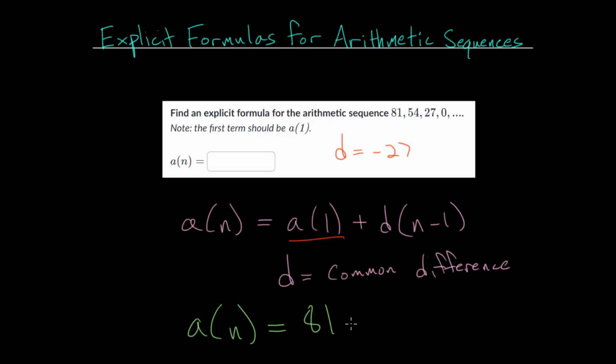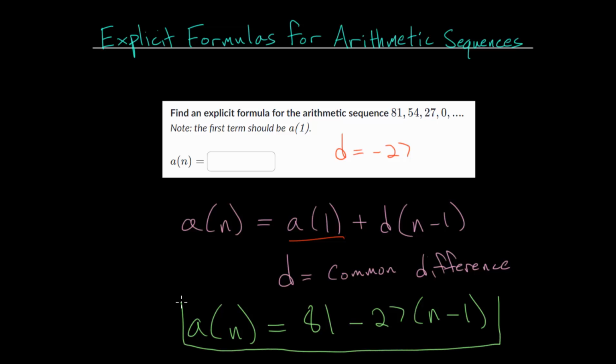Start with your first term, and then add your common difference n minus 1 times. Well, in this case, we're actually subtracting a common difference, and that common difference is subtracting 27. And again, we're going to do that n minus 1 times. So once you think you have a formula here, it's a good idea to check these, just to make sure that you're doing this correctly.